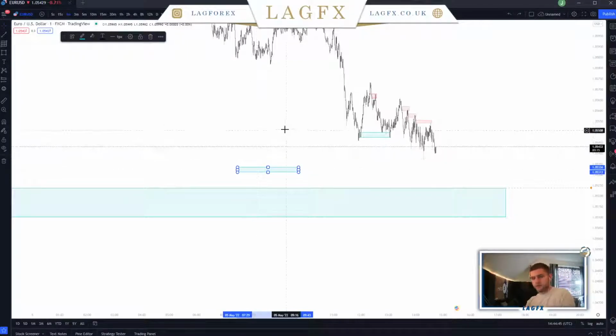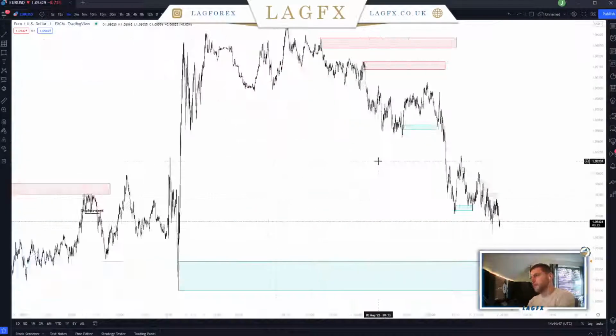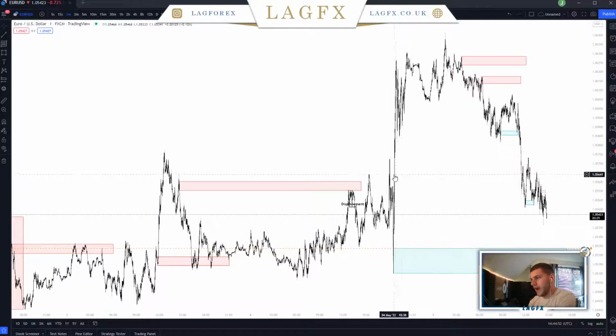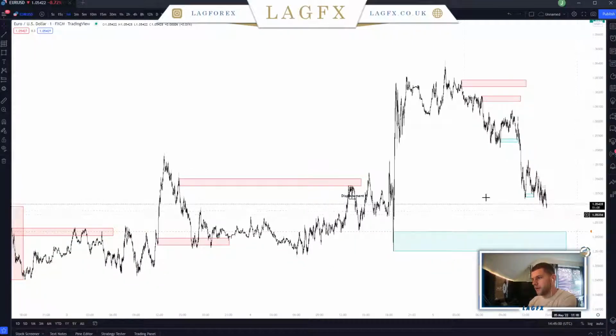No, I did not want to move that rectangle. So, inside of this region, obviously we had some sort of fundamental. I believe it was something to do with the FOMC. They released statements or something along those lines, which led to a large push up.